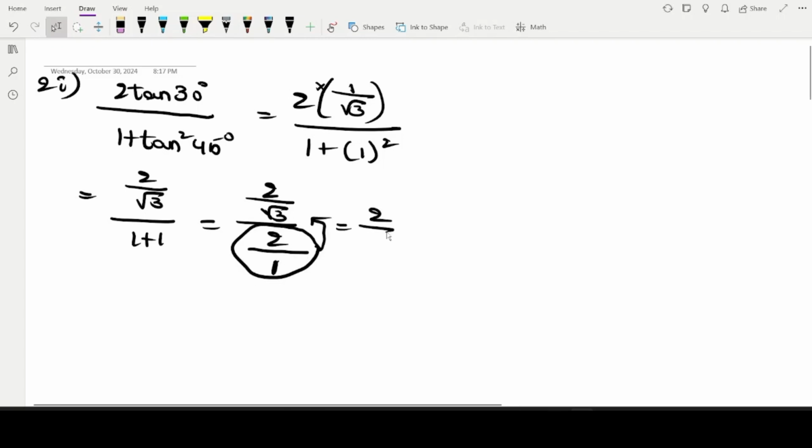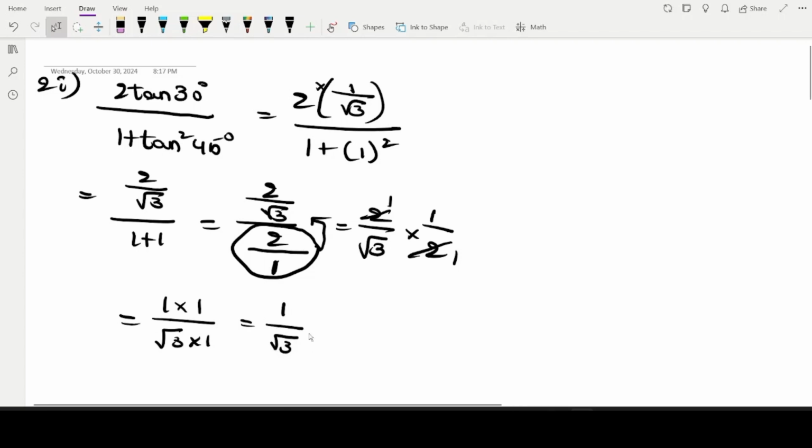This becomes 2 by root 3 into 1 by 2. Both 2s get cancelled. Now you are left with 1 into 1 divided by root 3 into 1. So 1 into 1 is 1, root 3 into 1 is root 3. So option C is correct as per the four options. Option C is correct, which is tan 30 degrees. The value of tan 30 degrees is 1 by root 3. So this is the first problem.